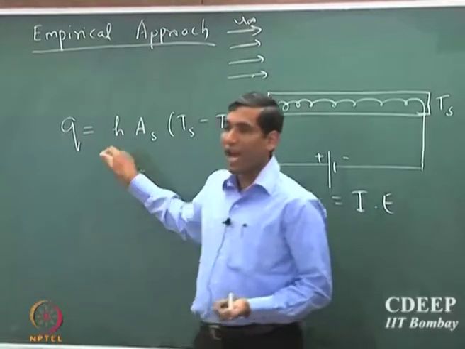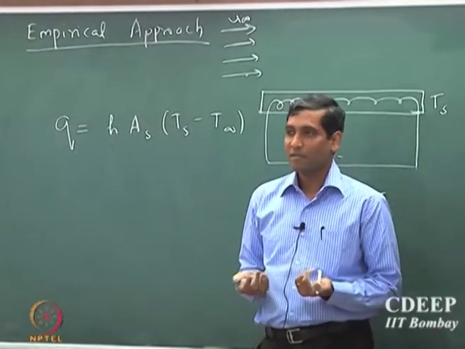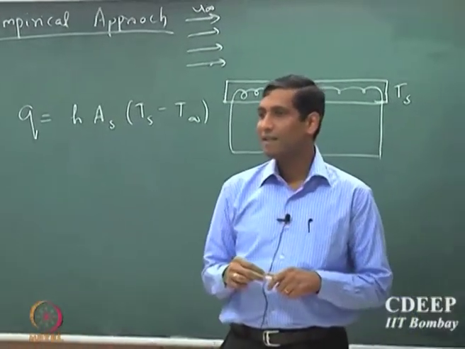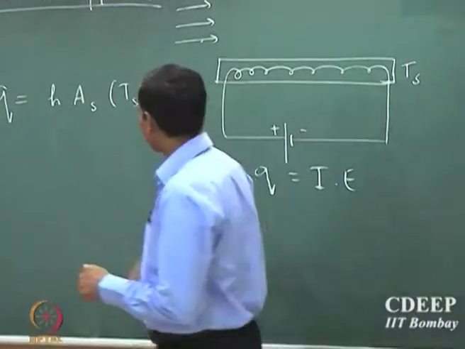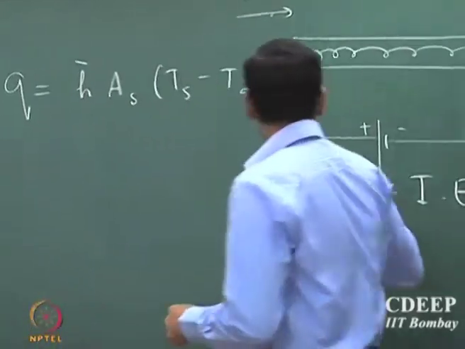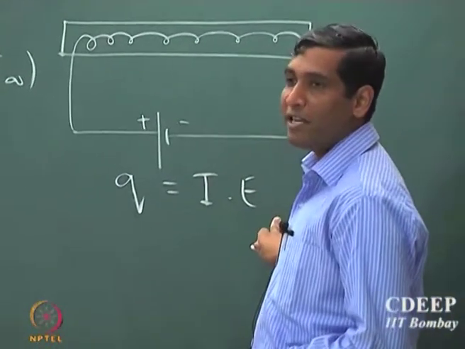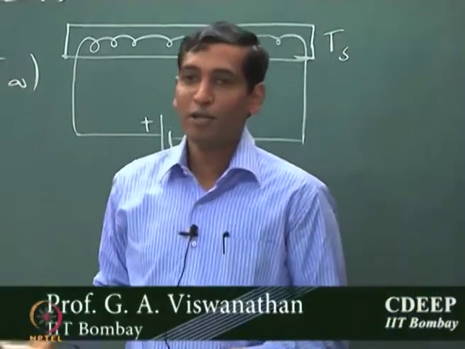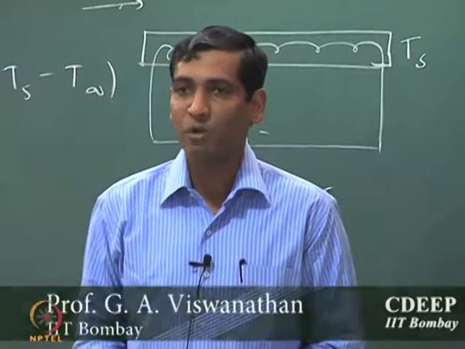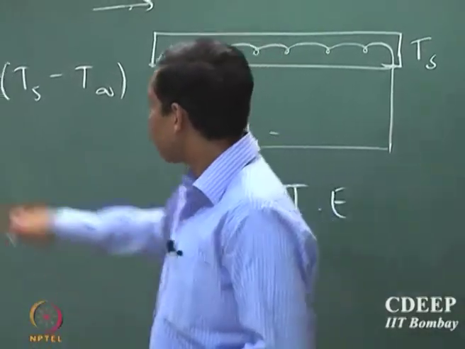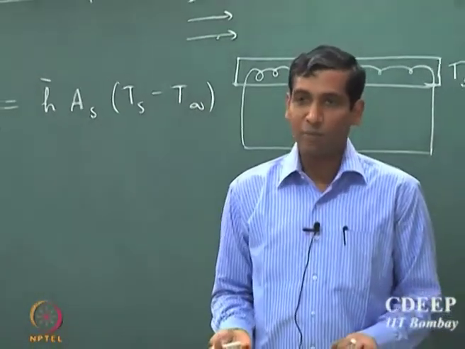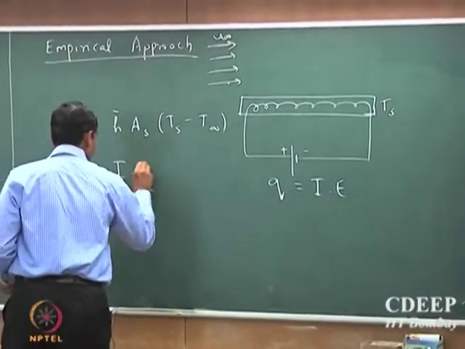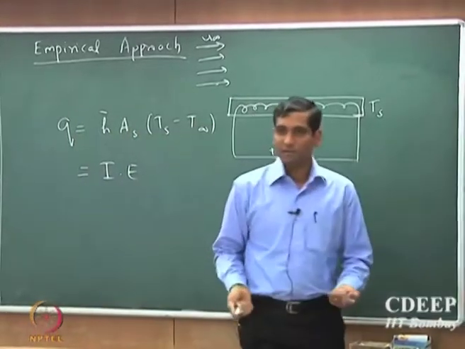So, this H should be average or local? Yeah, it should be average, because the amount of heat that you are supplying here is the total amount of heat that is supplied to the plate. So, if you want to look at the total amount of heat that is transferred from the plate to the fluid, you should actually use the average heat transport coefficient. Then that should be equal to I times E. So, that is not difficult to see.